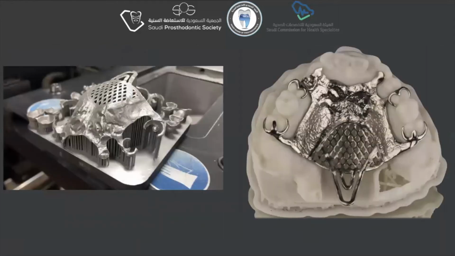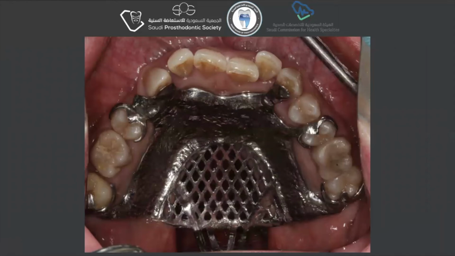Then the design was printed using cobalt chromium powder, reseated again on the printed model, and verified intraorally to verify the passive fit and the intimate contact with the surrounding tissue.